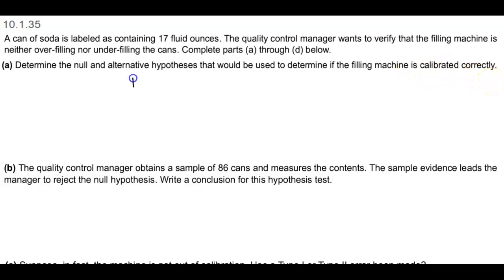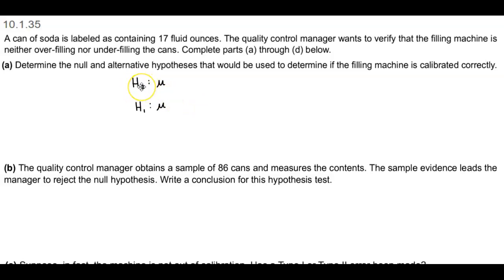So again, the null hypothesis is capital H with a subscript of 0, and the alternative has a capital H with a subscript of 1. So therefore, there's your null and there's your alternative. Now we have to determine what is the parameter that's being tested. Well, it says a can of soda is labeled as containing 17 fluid ounces. That means every single can of soda is going to be labeled at 17 fluid ounces. So in this scenario, the parameter is the mean filling of 17 fluid ounces of canned soda. So we're using the symbol mu, because remember that represents the population mean.